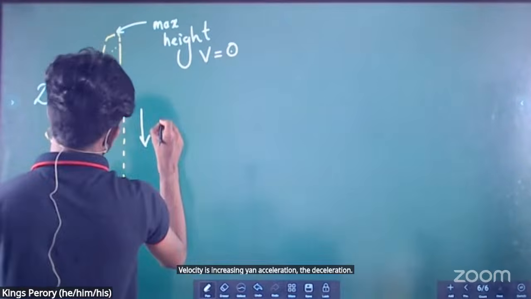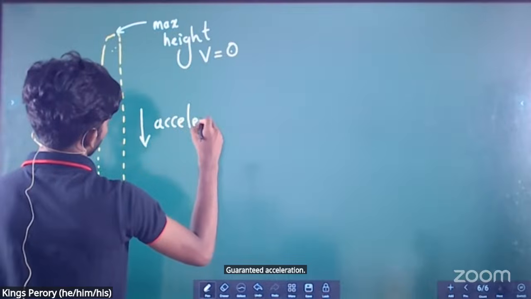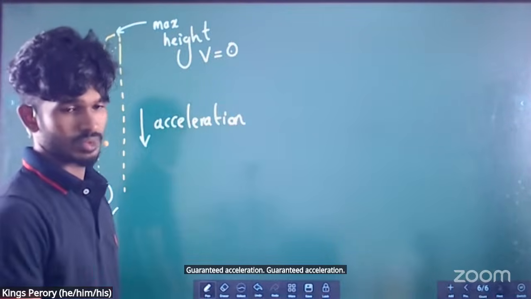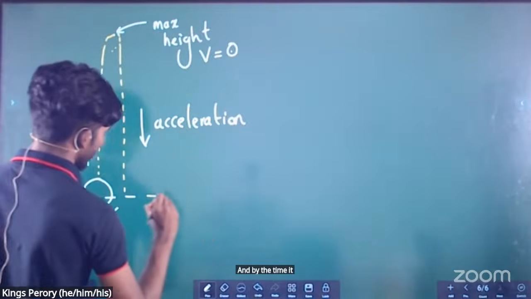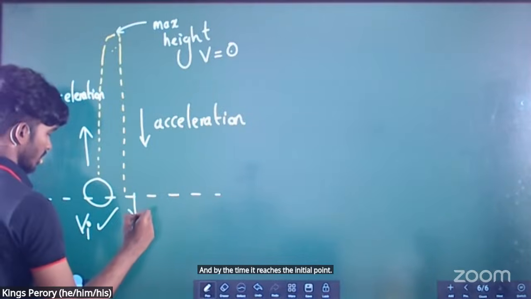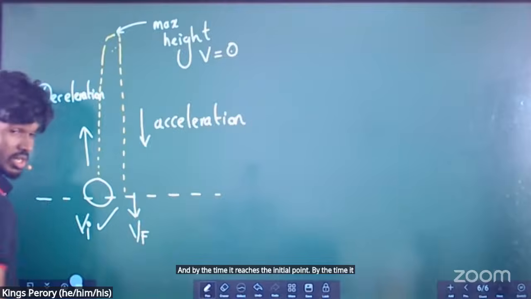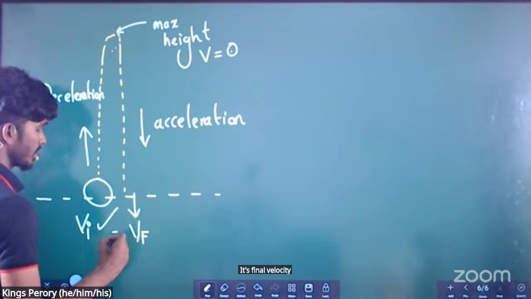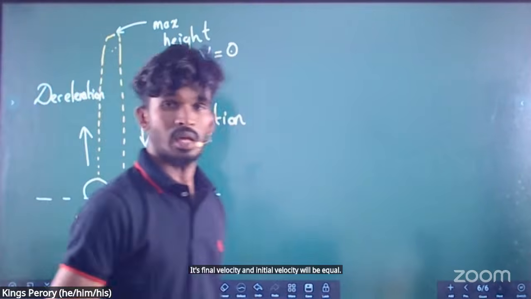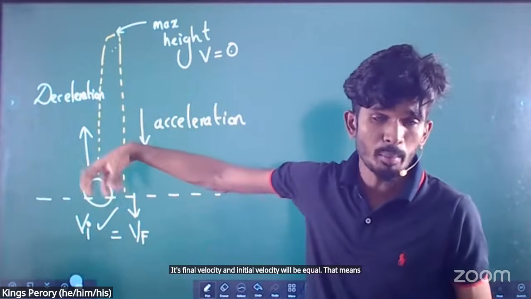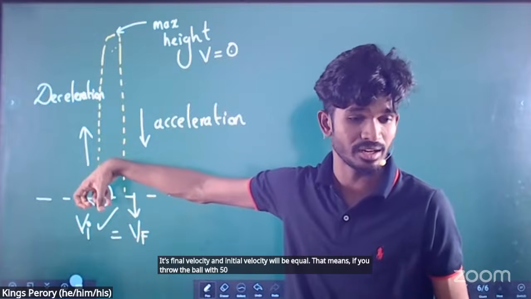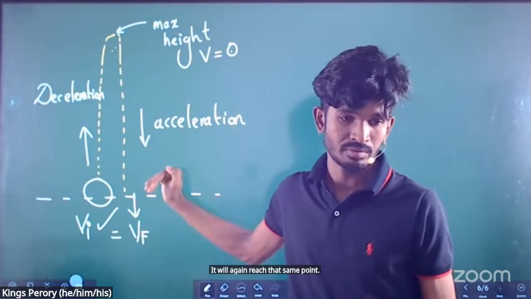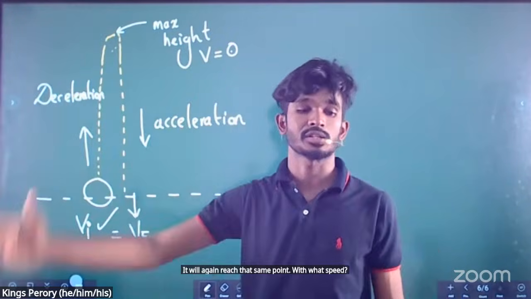Guaranteed acceleration. And by the time it reaches the initial point, its final velocity and initial velocity will be equal. That means if you throw the ball with 50 meters per second, it will again reach that same point with what speed? 50 meters per second.